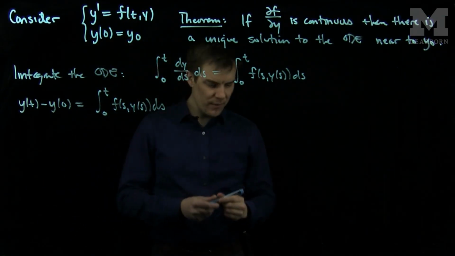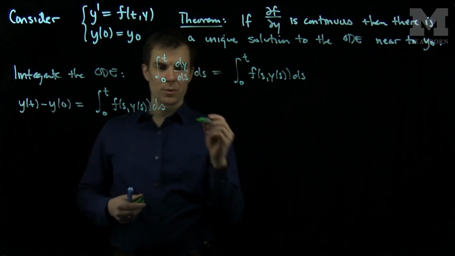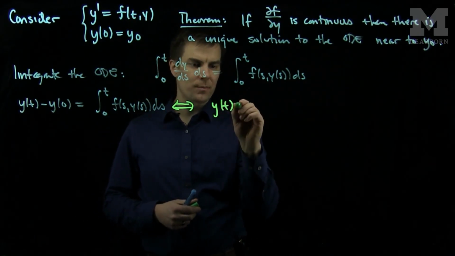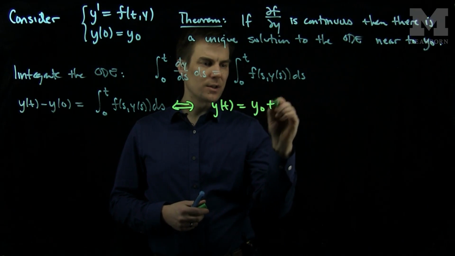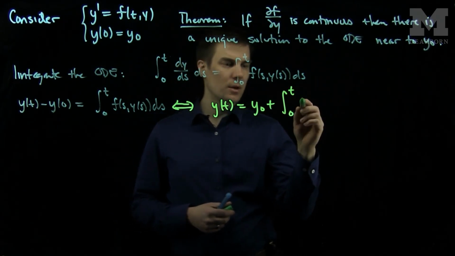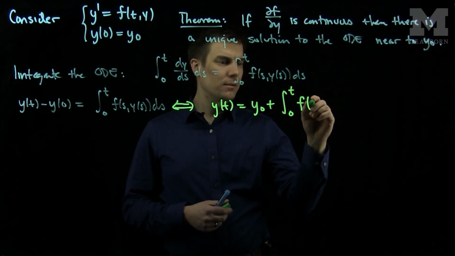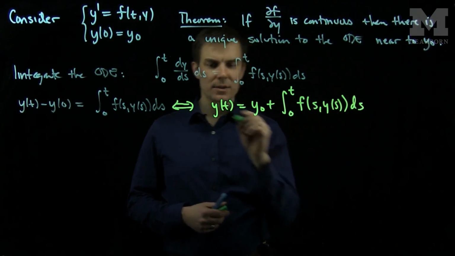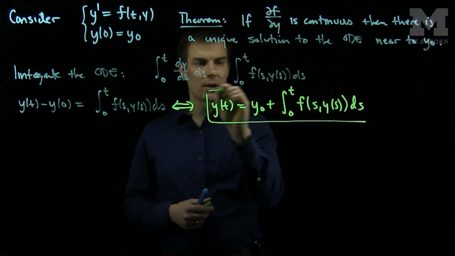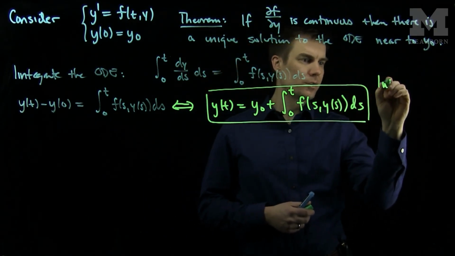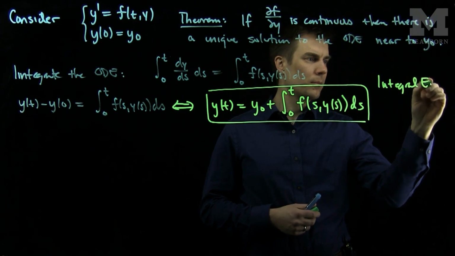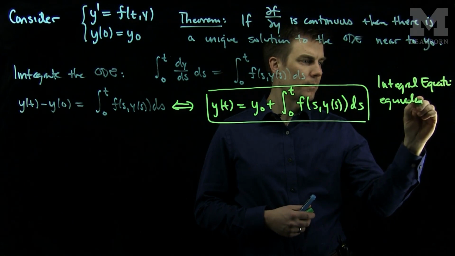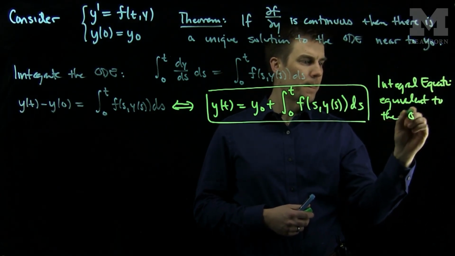And so we see that we have an equivalent formulation of our differential equation. Our differential equation is equivalent to solving this integral equation: y of t is y of 0 plus the integral from 0 to t of f of s, y of s, ds. And so this expression over here is our integral equation formulation of the differential equation, which is equivalent to the ODE.